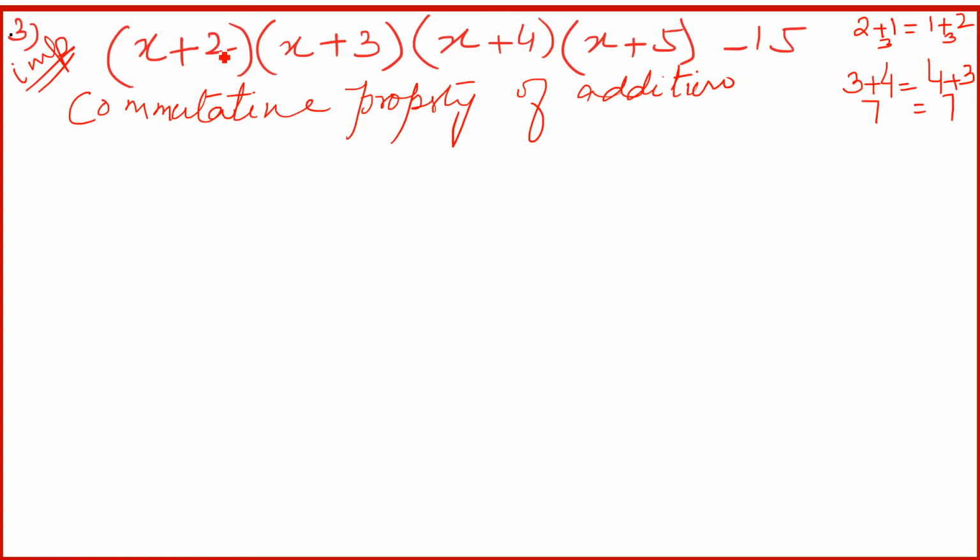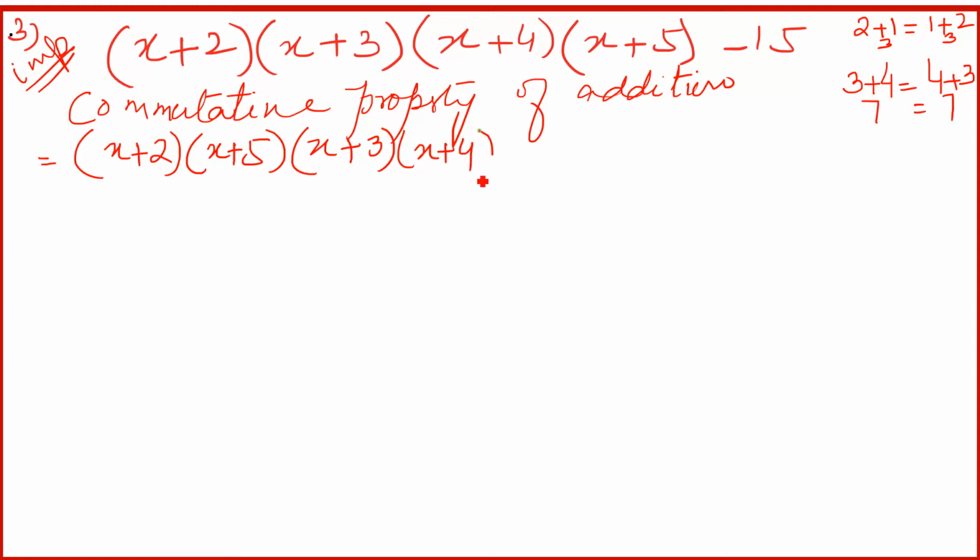if I say 2 plus 3, this is 5, but here 4 plus 5 is 9. So we have to arrange this first. If I say 3 plus 4, which is equal to 7, and 2 plus 5, it is 7. So I will say, okay, that is fine. So I can bring x plus 2 and x plus 5 together, and then x plus 3 and x plus 4 multiplied, negative 15.